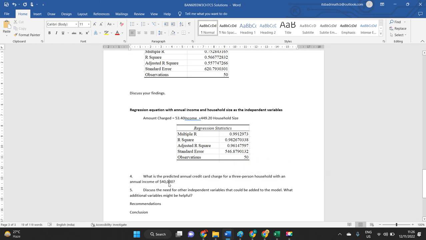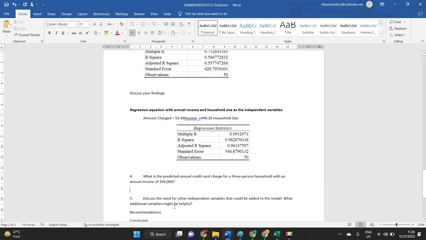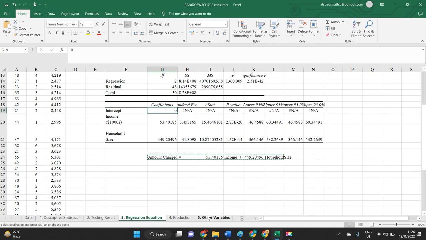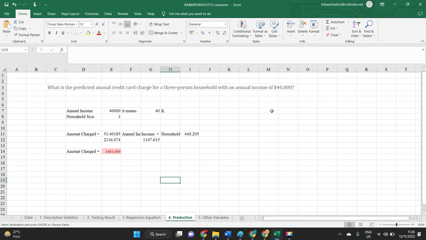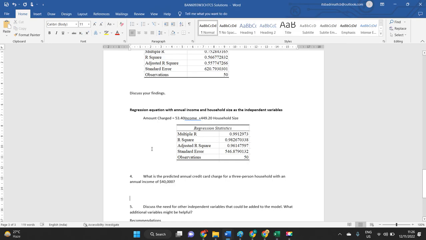Now the next question is, it was given that the household size is three people and the annual income is 40,000. We are supposed to calculate the predicted annual credit card charge. That is calculated by me, so you can cross check here. This is the equation: 50 into our annual income and 449.205 into household size. When we calculated with these values, the amount that will be charged is 3483.689.